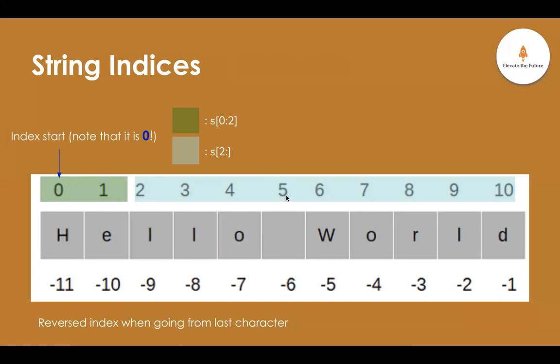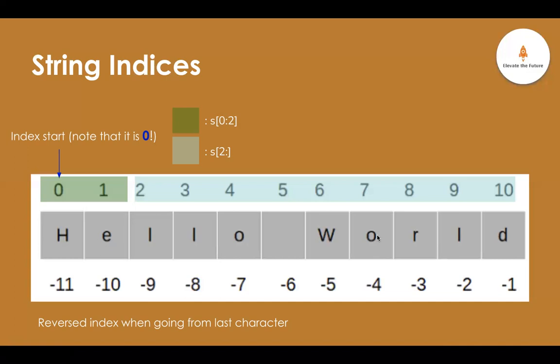The space would be considered index 5, W would be index 6, and it would go on. You can also have a reversed index. So the last character would be -1, and then it would keep going negative as you go backwards. So D would be -1, L would be -2, R would be -3. The negative indices are very useful if you're trying to get, let's say, the last letter of a string and you don't know the length of the string.